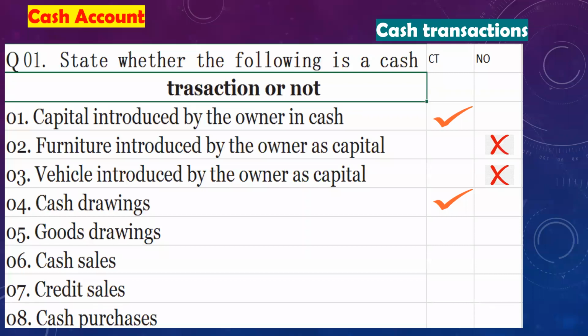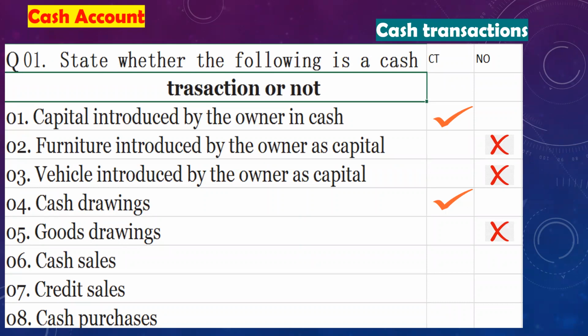Goods drawings. Owner takes some goods from business. Are we giving money? No. Are we going to take money from owner? No, because he is the owner. Cash drawings mean we are giving money to owner. Goods drawings mean we are giving goods to owner. Are we going to take money from him? No, we are not receiving. So it's not a cash transaction.